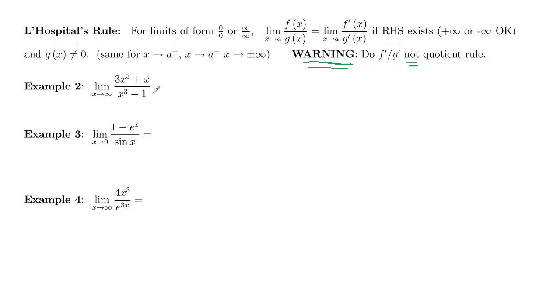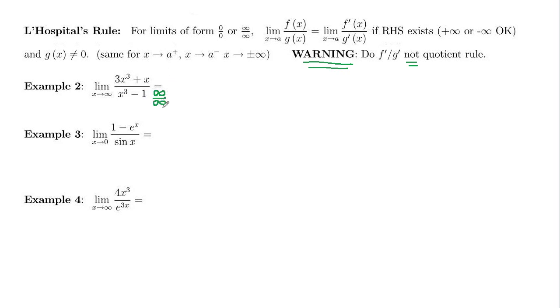So let's look at some examples. We want to look at the limit as x goes to infinity, 3x cubed plus x over x cubed minus 1. So as x goes to infinity, so does 3x cubed and the x here, so the top is approaching infinity. And then the bottom, x cubed goes to infinity minus 1, that's also approaching infinity.